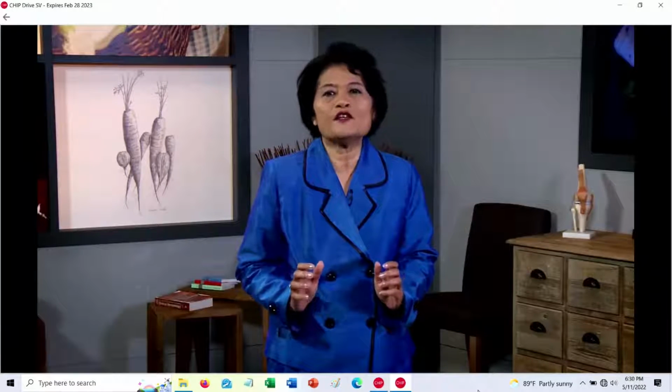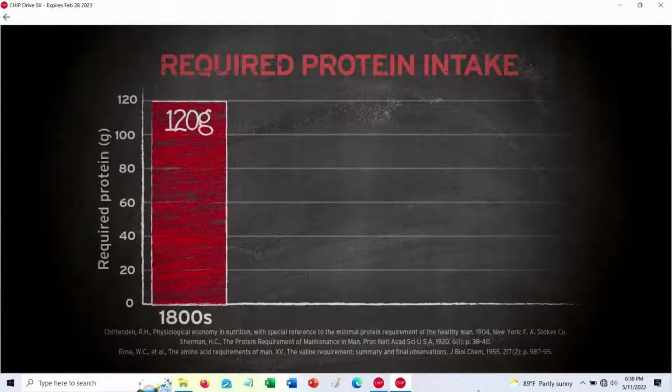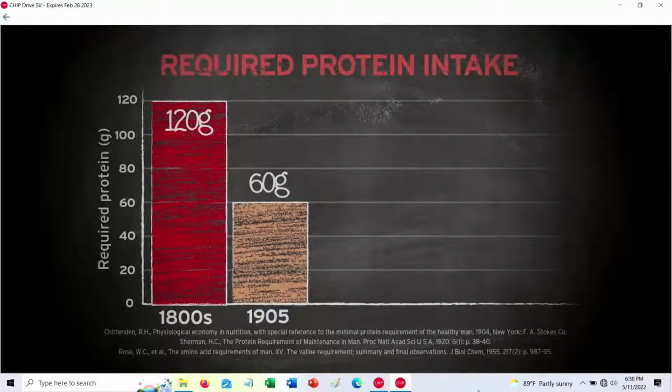We don't actually need as much protein as you may think. In fact, too much protein may also have negative effects. So how did our preoccupation with protein start? In the 1800s, Carl Voigt made the first recommendation on required protein, stating it was 120 grams per day. By 1905, research into protein had progressed, and Chittenden revised the requirement to 60 grams per day.